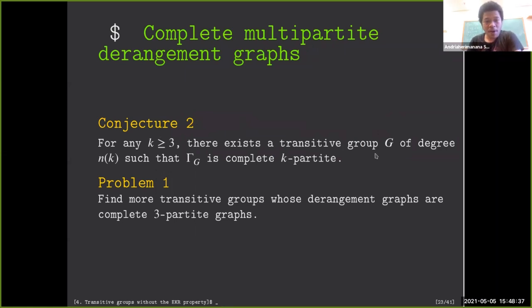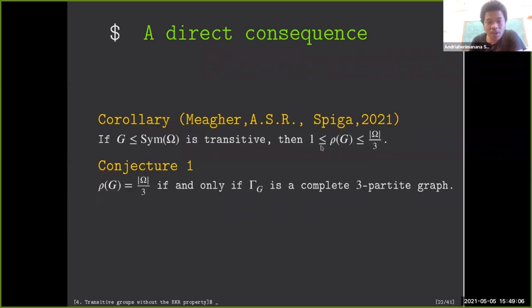So these are some open questions. The next conjecture says that for any k greater than 3, we can find a transitive group whose derangement graph is a complete k-partite graph. And this problem is just to find more transitive groups whose derangement graphs are complete tripartite graphs. So in other words, more transitive groups where this equality holds.